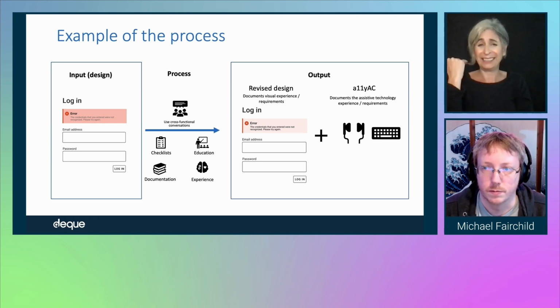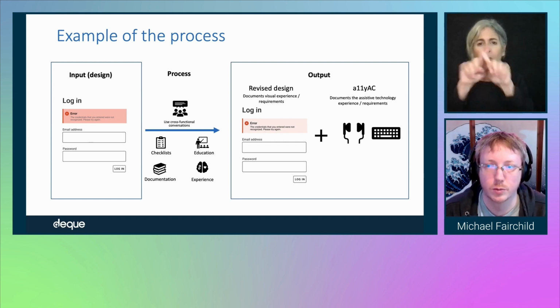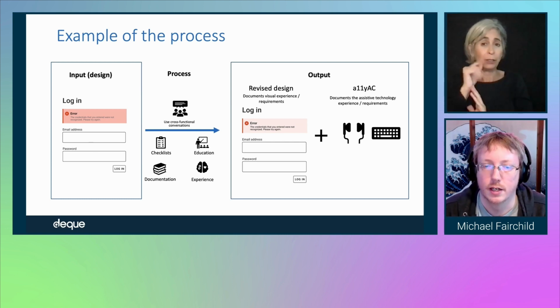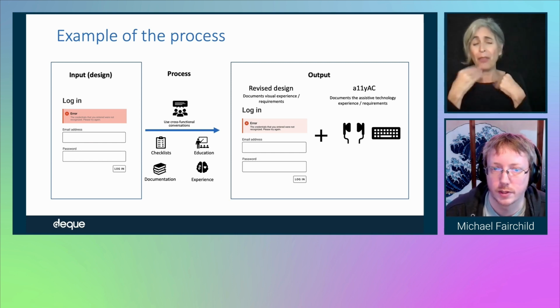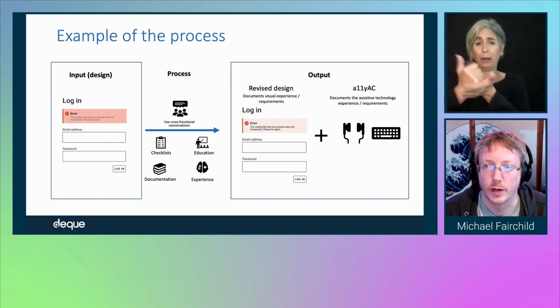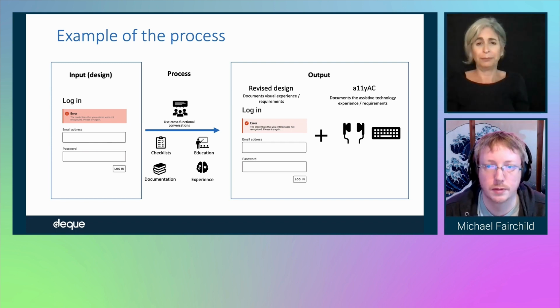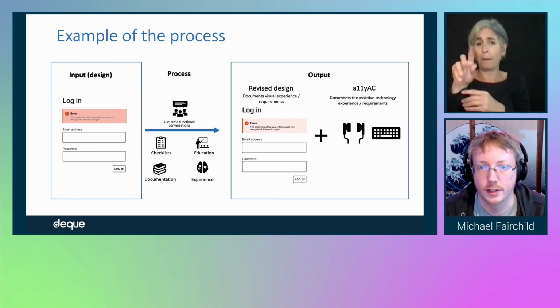As you work more and more with, say, a screen reader or something like that, the more experienced you're going to be. And you're going to be able to lean on that experience and bring that experience to the table to help improve and write better requirements into the future, right? So the output of this process is then a revised design.